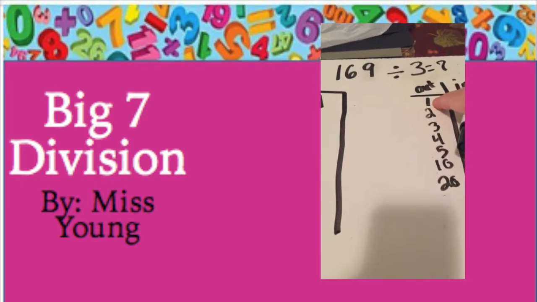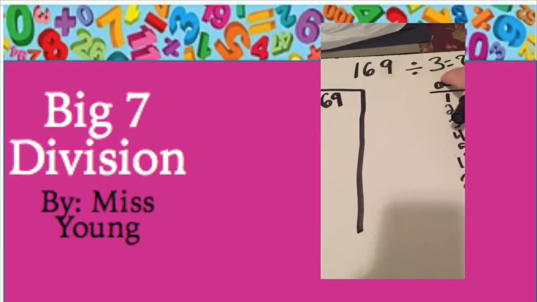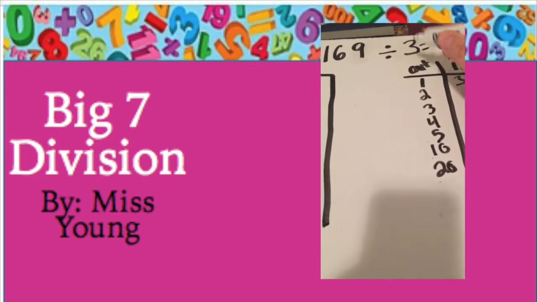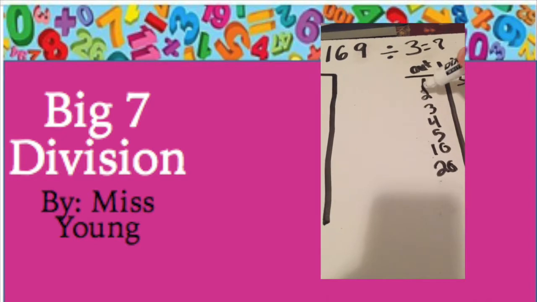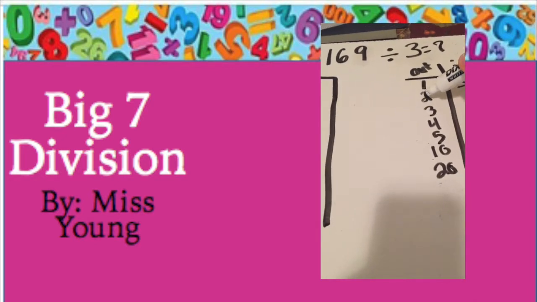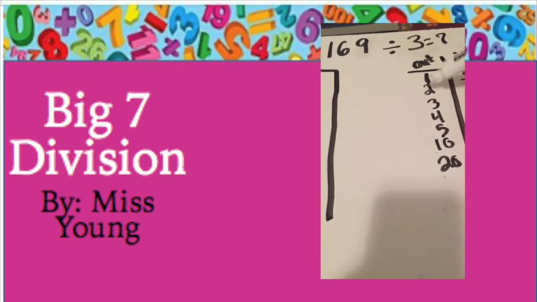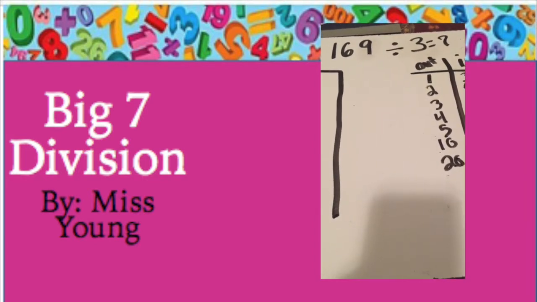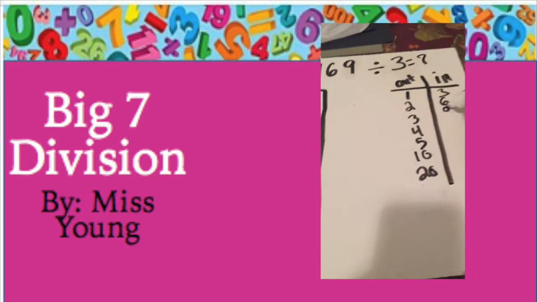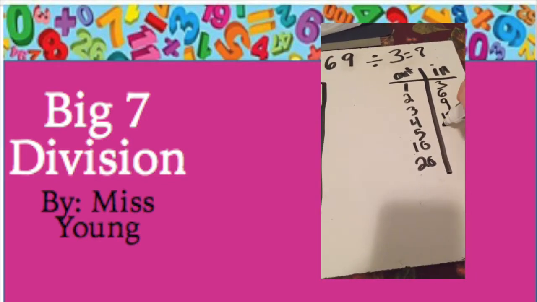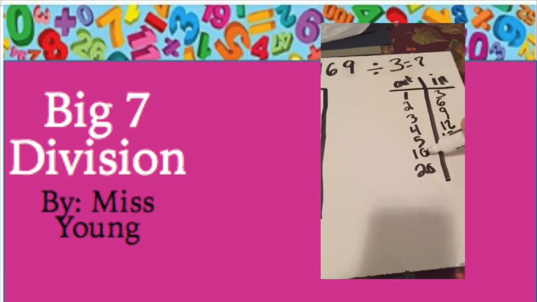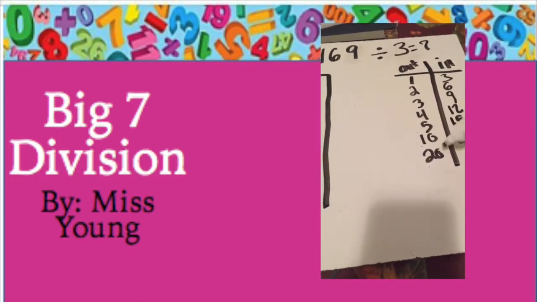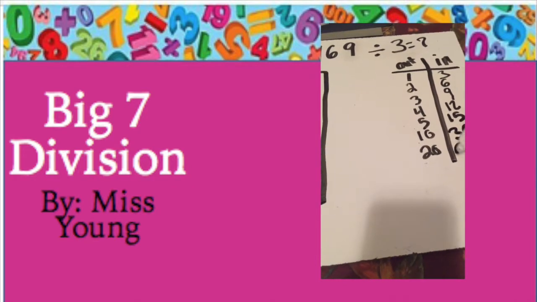So if one person got 3 cupcakes, how many did I use? 3 cupcakes. So 1 times 3 is 3. 2 people got 3 cupcakes, so 2 times 3 is 6. 3, 6, and I can skip counting: 9, 12, 15. 10 times 3 is 30. 20 times 3 is 60.